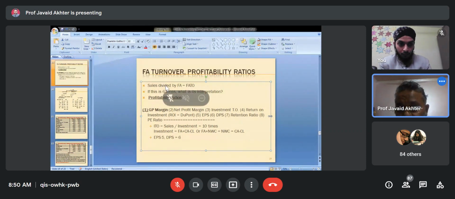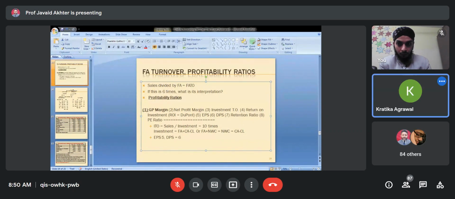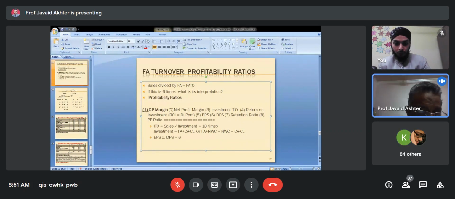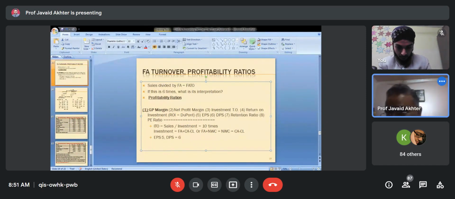I'll post it in the chat box, and you remember it. How is it possible to have more DPS than EPS? This is the question I have posed. How is it possible to have more DPS than EPS?